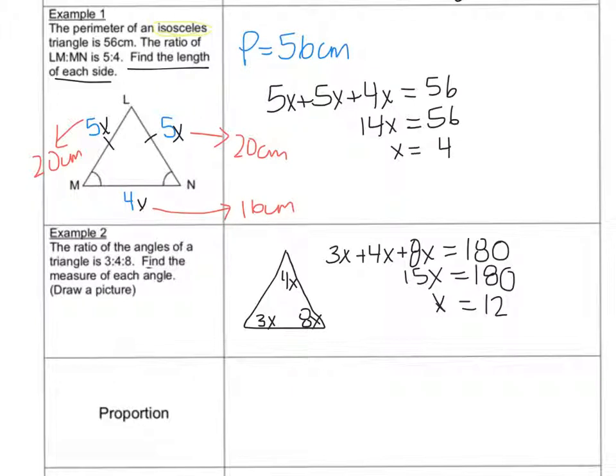So they asked us to find the measure of each angle. Then that would mean this is 8 times 12, so 96 degrees. This is 3 times 12, so 36 degrees. And this angle right here is 4 times 12, or 48 degrees. And if you added all those angles together, they would add up to 180 degrees.